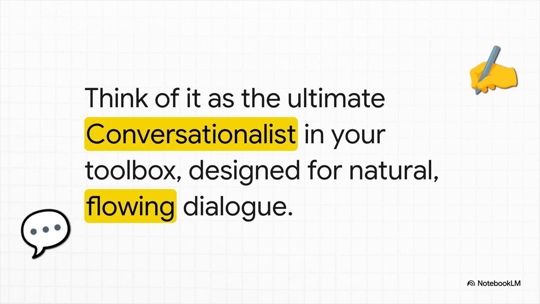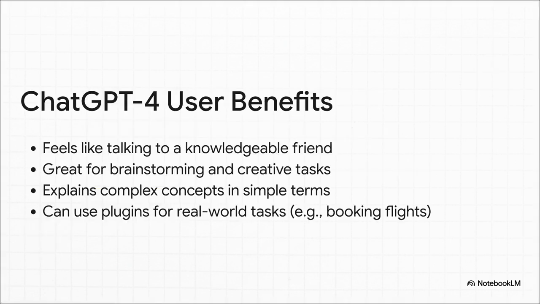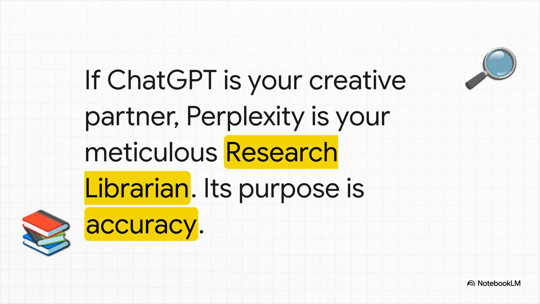All right, first up, tool number 1. This is the one you've almost definitely played with, ChatGPT-4. In our toolbox, this is our conversationalist. What makes ChatGPT so special? Well, its superpower is just how natural it feels. It's like having a super smart, creative partner you can just talk to. It's amazing for brainstorming when you're stuck on an idea, or you can ask it to break down something really complicated and explain it like you're 5. And with plugins, it can even help you plan and book an entire vacation. Pretty cool, right?